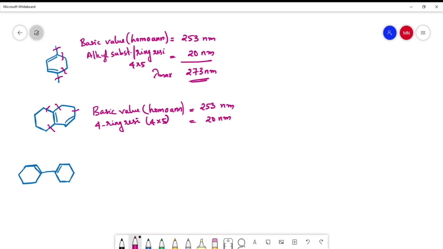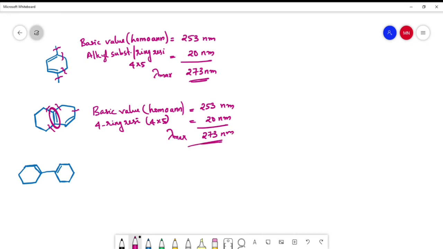Now you have to look for exocyclic double bonds. So here if you are seeing these double bonds, they are not exocyclic to both rings, because this is a part of the ring. It's not away from or outside the ring. So this could not be considered as exocyclic double bond. So this is it. So the lambda max for this compound will be equal to again 273 nanometer.